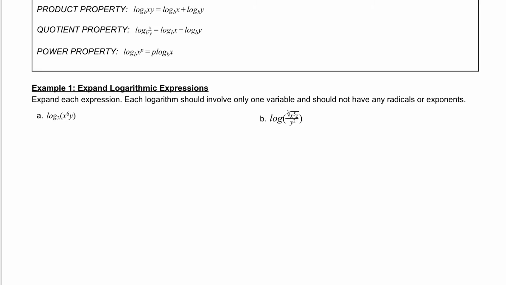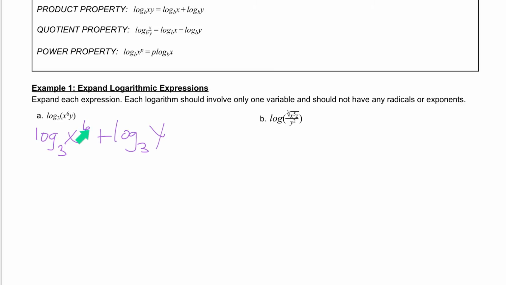So the first thing we want to look at in letter A is the log base 3 of x to the 6th times y. Since we are multiplying two things in here, we can use the product property that says multiplying is the same as adding those two together. And we can rewrite this as the log base 3 of x to the 6th plus the log base 3 of y. Again, we're multiplying in here. We can add the logs of both of those together.